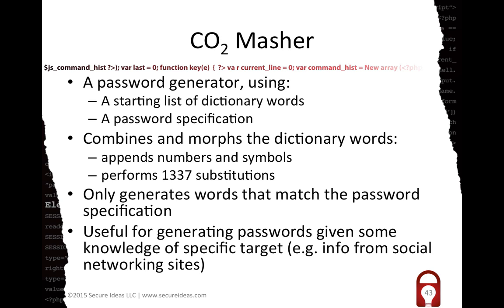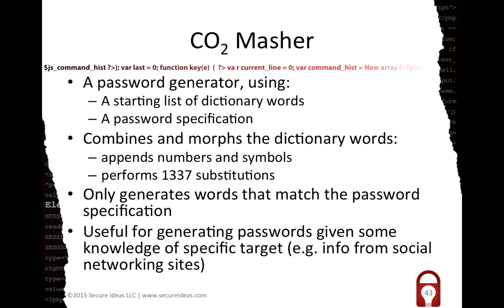So let's say you figured out, and this is when you go to a registration screen, you can usually figure this out, that passwords have to be a certain length, or between a certain minimum and maximum length. Maybe they have to include one alpha, one numeric, uppercase, lowercase, number, certain symbols. So you give it that password specification, and it will combine and morph those dictionary words in various different ways to come up with words that actually fit that specification. And that's really what it does. So it's sort of a customized list generator.